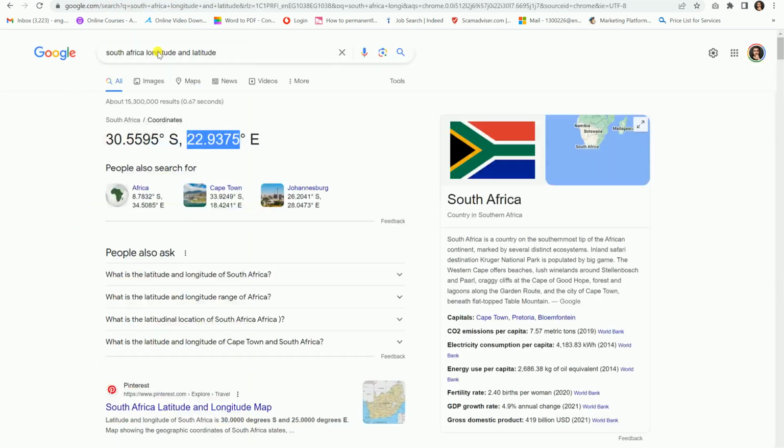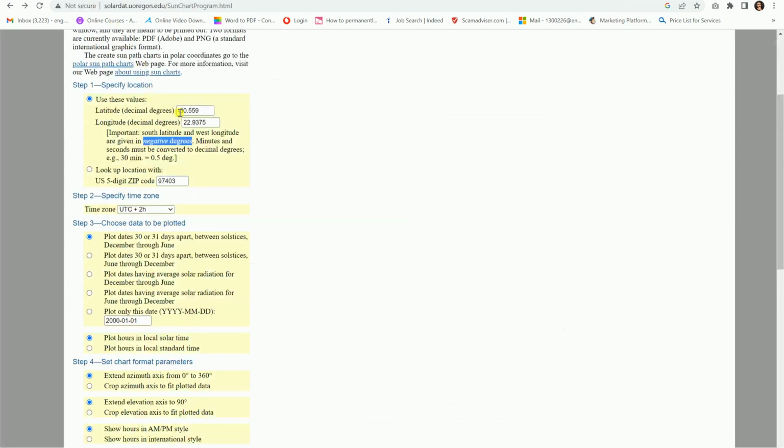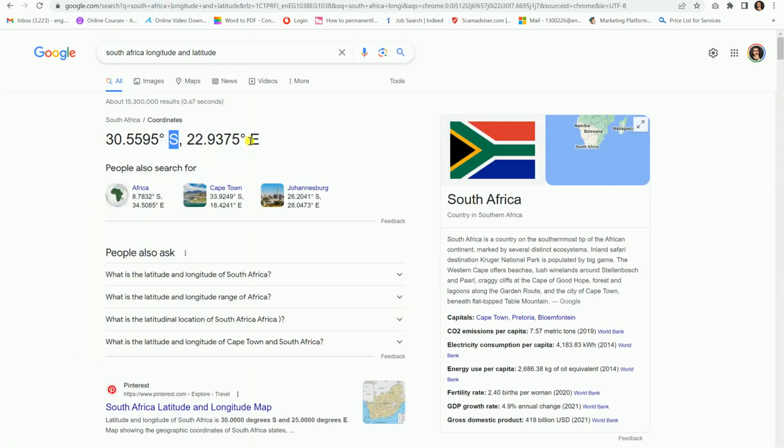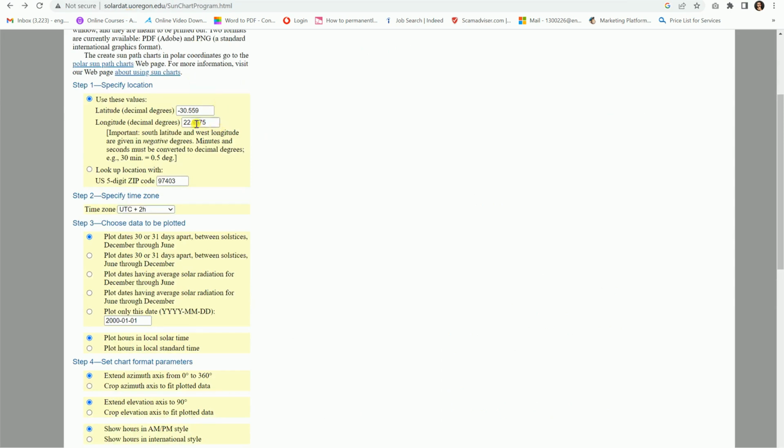So let's look here. You can see South Africa is south. So what does this mean? We need to add a negative sign. You can see here I have added a negative sign. For the second one, if you are in the west, not east, you will add a negative sign. Let's look here. We are in the east, so it will be positive. This is really important.